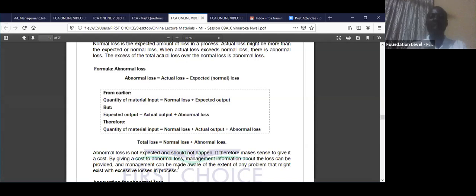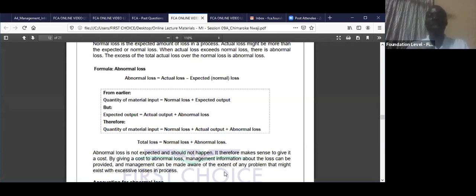And management can be made aware of the extent of any problem that might exist with the excessive loss in the process. So you see, when fire breaks into a place and people lose some documents, it's an abnormal loss. They don't expect anything to happen, but it just came in and you now experience it. So it is proper to give it a cost.